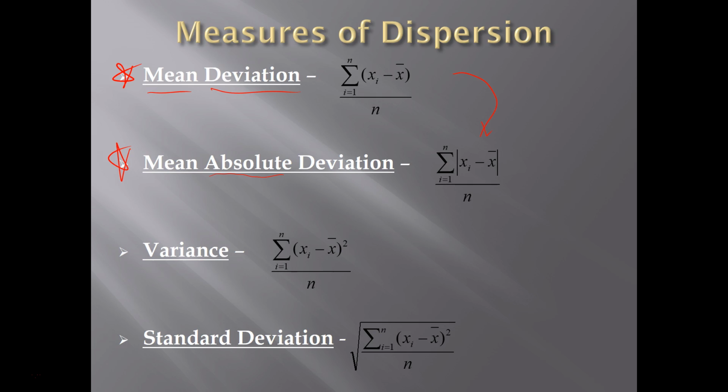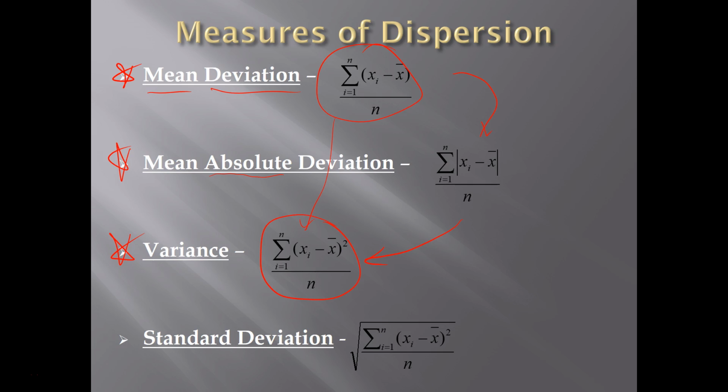Now let's take a look at this formula and see how it relates to the one below, the variance formula. If you look back at the last slide, the definition of variance is the square of the mean deviation. So you're taking the mean deviation, which is right here, and you're now squaring it. It's the same thing, except it's been squared.